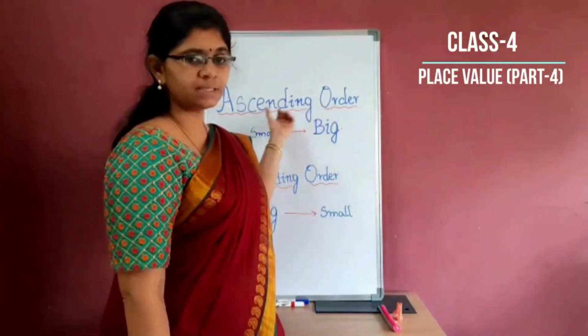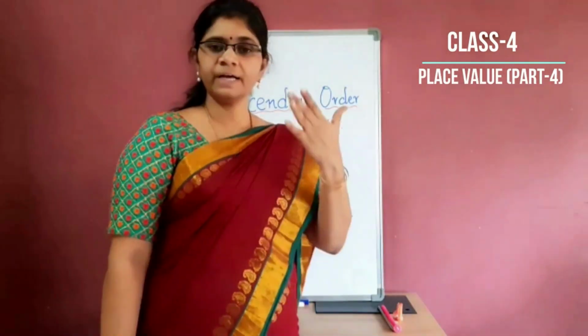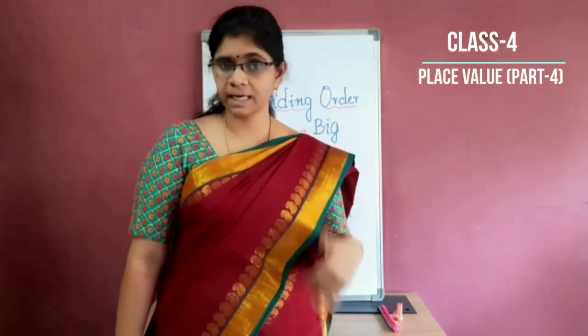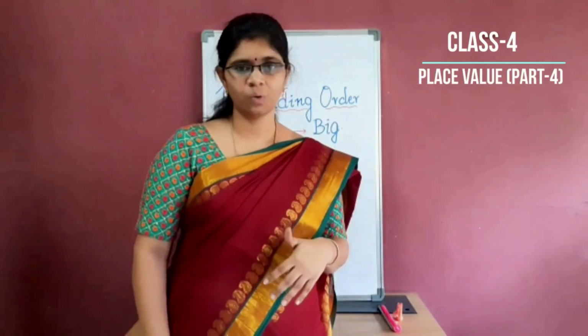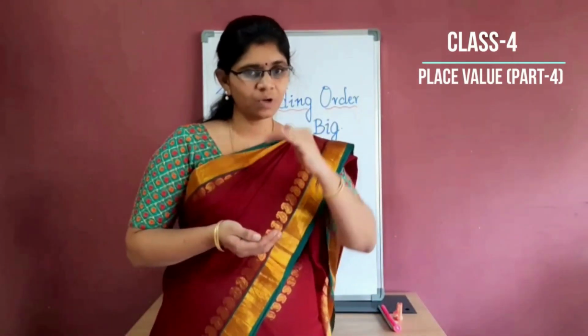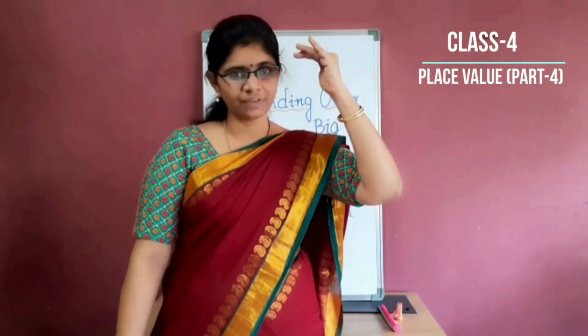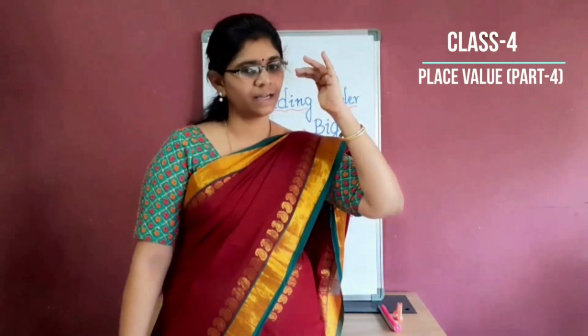Ascending order means small to big. For example, if we take ourselves, were we born at the same height which we are today? No, we were so small when we were born, isn't it, children? But now we have grown to this height. So from small to big we have grown. So we are in ascending order.